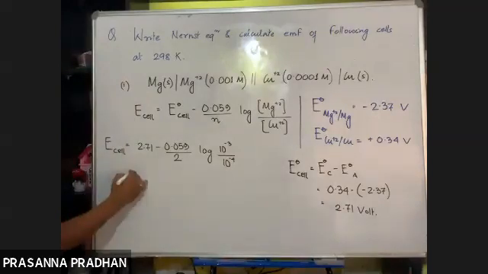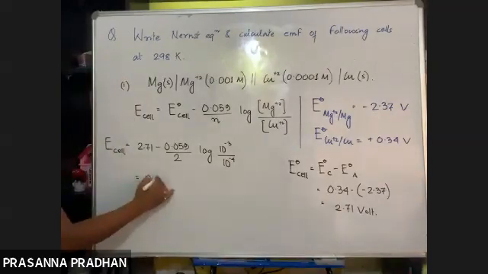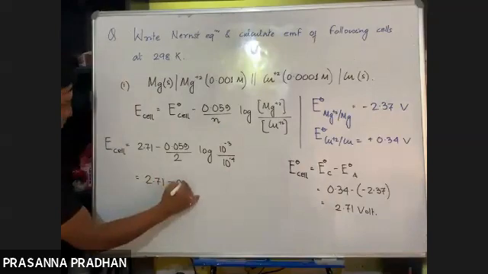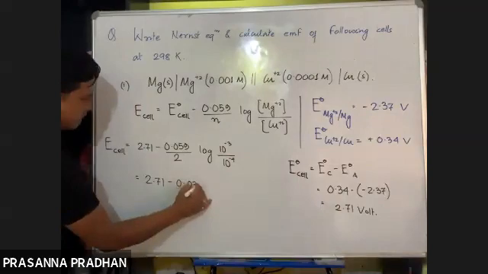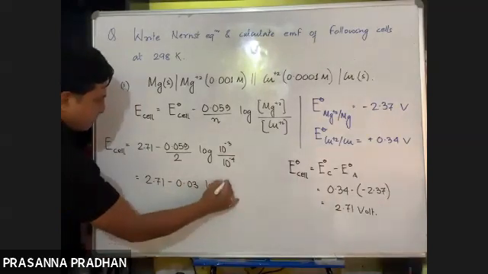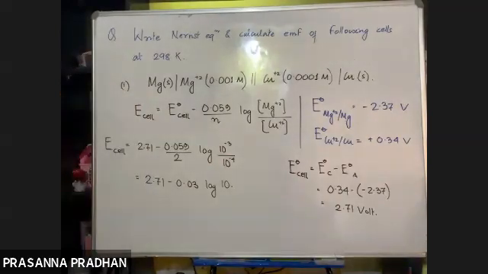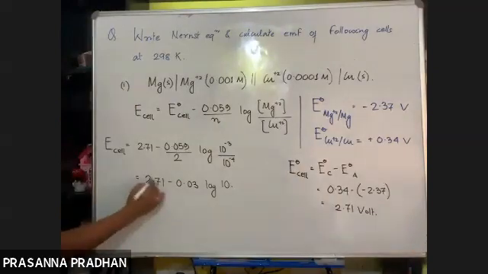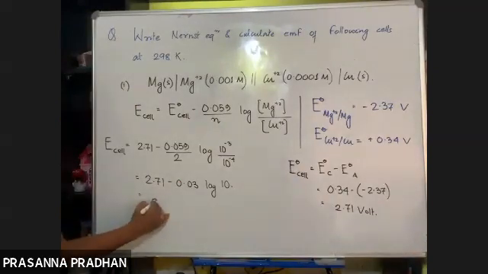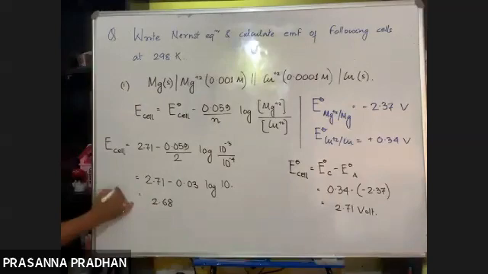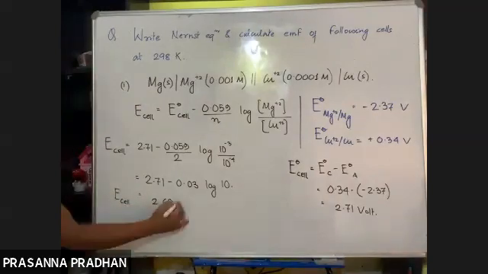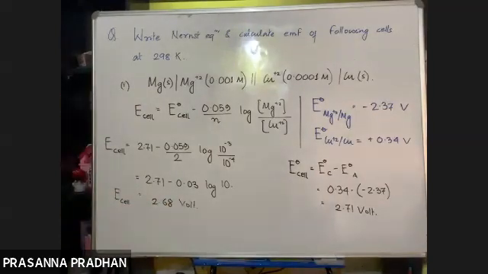Okay. So E cell is going to be 2.71 minus 0.06 divided by 2, which is 0.03, log 10. Log 10 value is 1. So this is going to be 2.68. So E cell is going to be 2.68 volt. So the answer will be 2.68 volt.